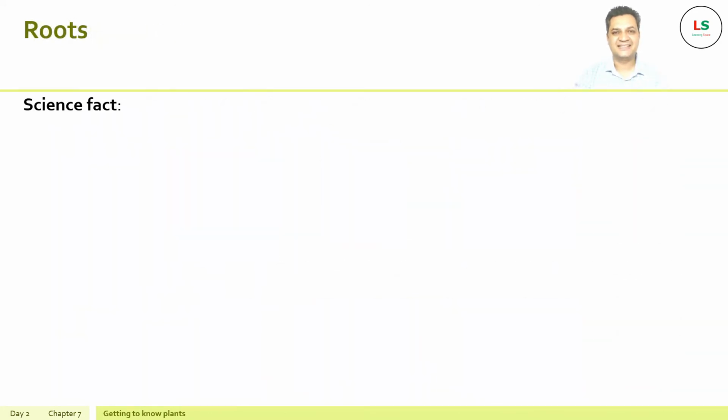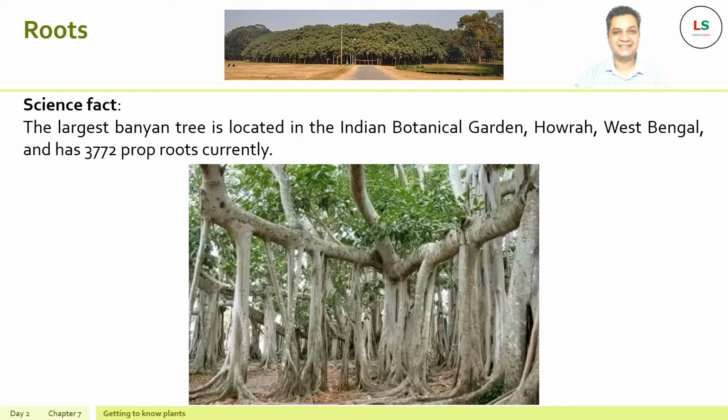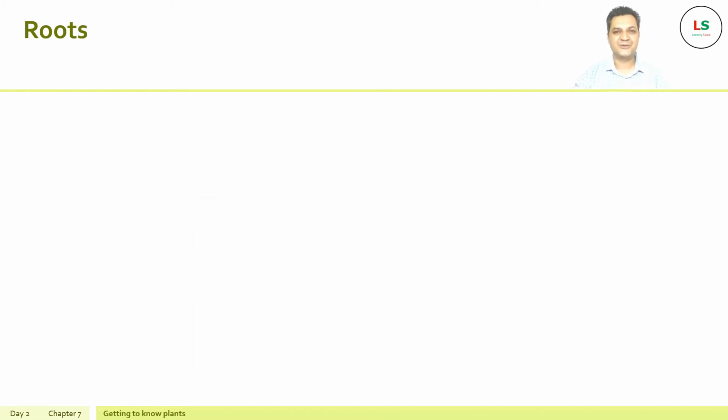Now a science fact. The largest banyan tree is located in Indian Botanical Garden, Howrah, West Bengal, and at present, that is October 2020, it has 3,772 prop roots. Each root looks like a tree in itself. Isn't that amazing?